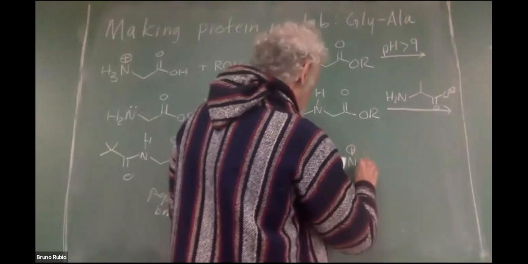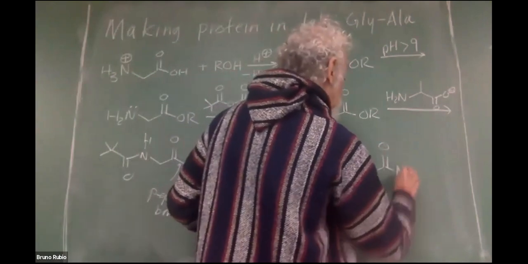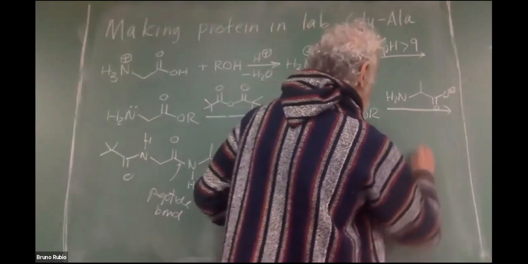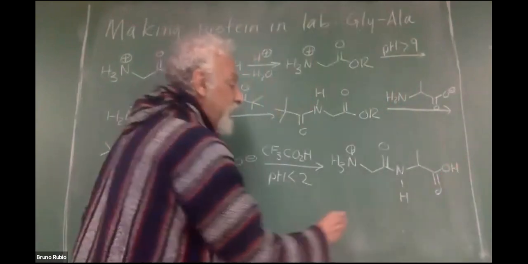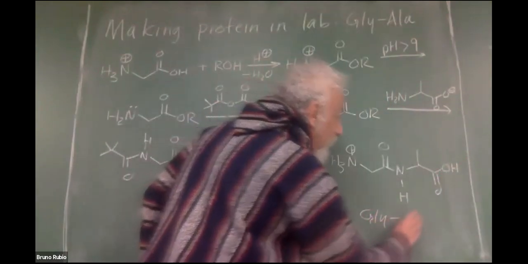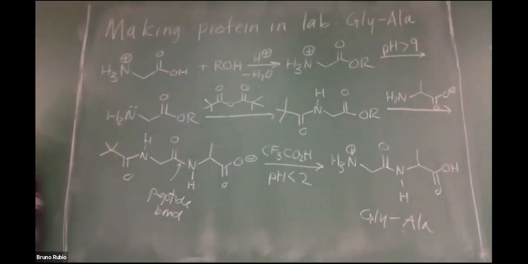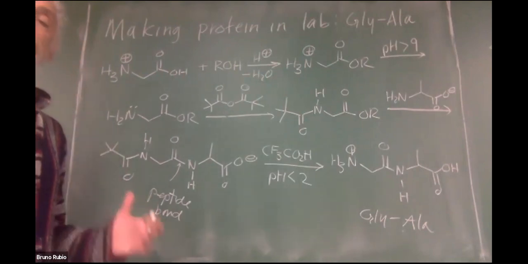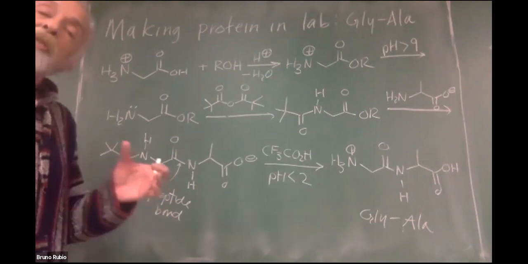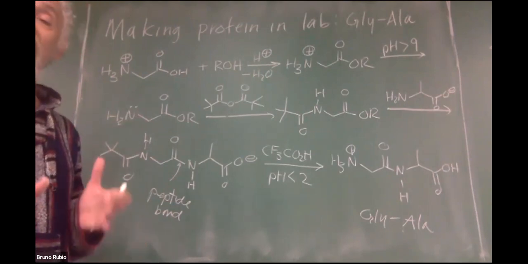Okay, and so we're at low pH. What we've done is liberate the N-terminus. And there's our peptide. Here's our glycylalanine peptide that we were trying to make in the first place. So you see there's a lot of rigmarole involved in the laboratory synthesis of a protein, because when you add two amino acids together in a beaker, absolutely nothing happens.